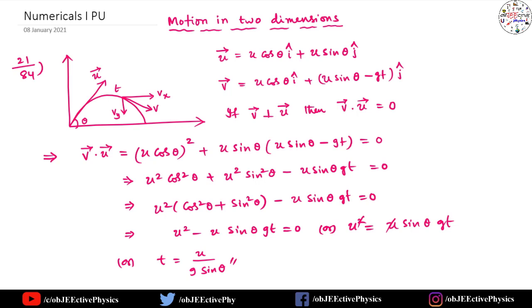Time t after which instantaneous velocity is perpendicular to initial velocity is u divided by g sin theta. Option 3.